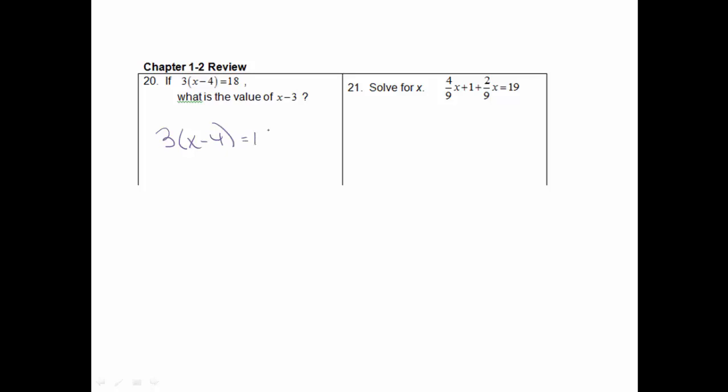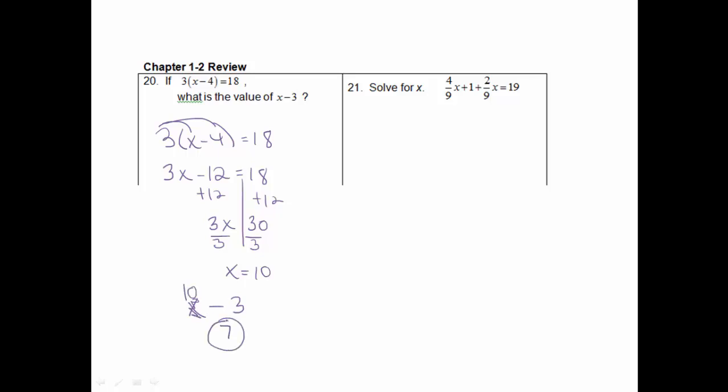Okay, the way that I'm going to solve it is I'm going to first of all distribute the 3, so I'm going to get 3x minus 12 equals 18. If you're a line drawer, you can draw a line. From here to solve for x, we're going to add 12 to both sides. So now I'm going to have 3x equals 30, and then to get rid of the 3, we're going to divide both sides by 3, so I'm going to have x equals 10. Now that I know what x is, it's asking me to find the value of x minus 3, and we know that x is 10, so 10 minus 3 is 7.